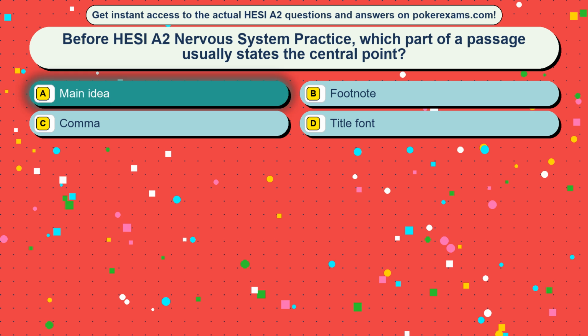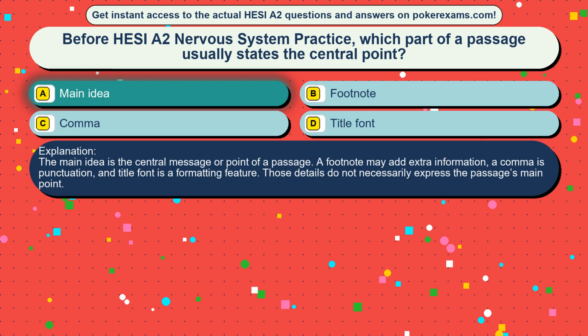The correct answer is option A, main idea. The main idea is the central message or point of a passage. A footnote may add extra information, a comma is punctuation, and title font is a formatting feature. Those details do not necessarily express the passage's main point.